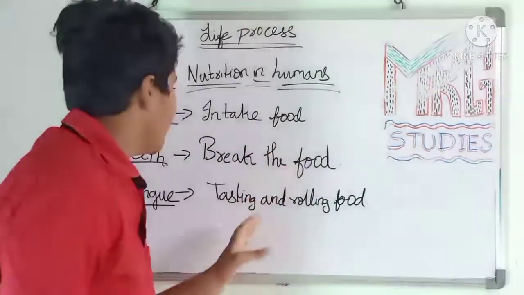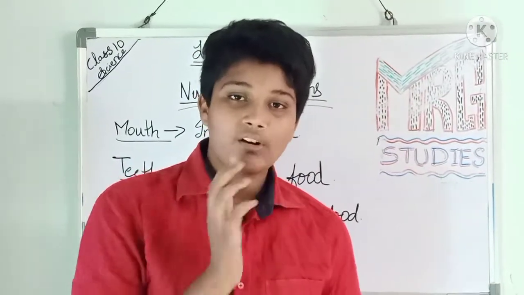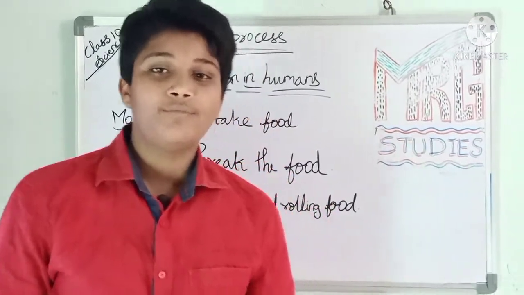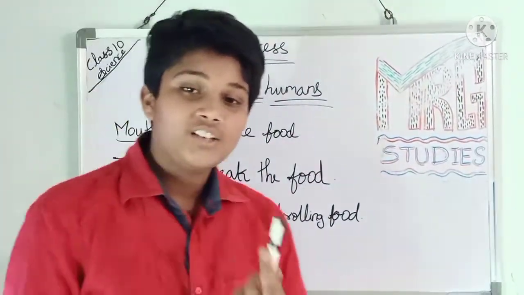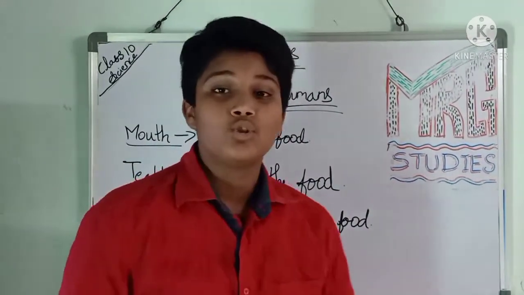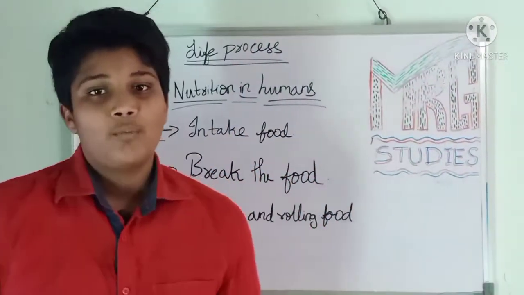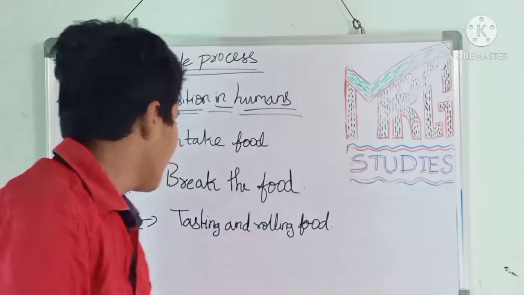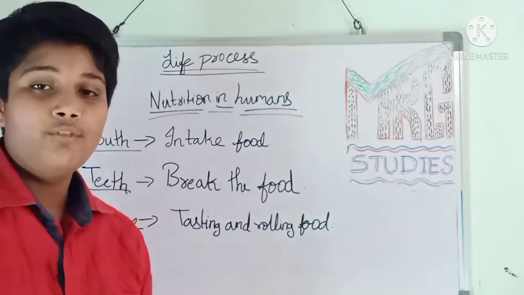In nutrition in humans, the mouth helps us take the food inside. When we are eating food, we use our mouth to take food. And teeth: if we eat something like chocolates, our teeth help to break that food. After that, the food goes onto the tongue, and the tongue helps us chew very nicely, because if we don't chew softly, we will get digestive problems in our stomach. So when we are chewing, we should chew softly. These three parts, mouth, teeth, and tongue, help us to eat our food.